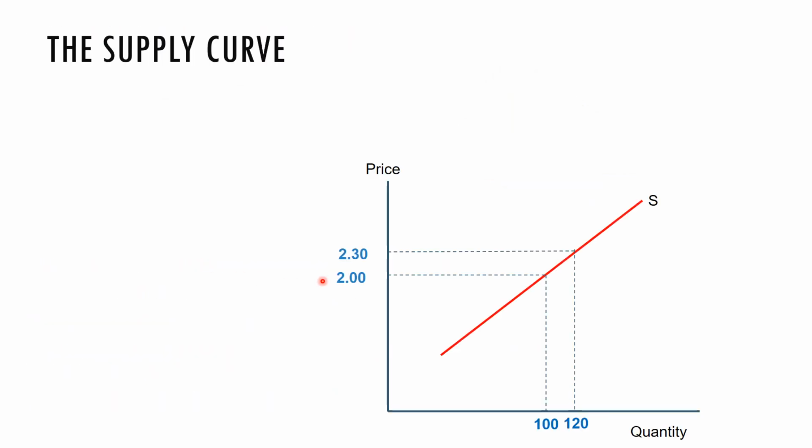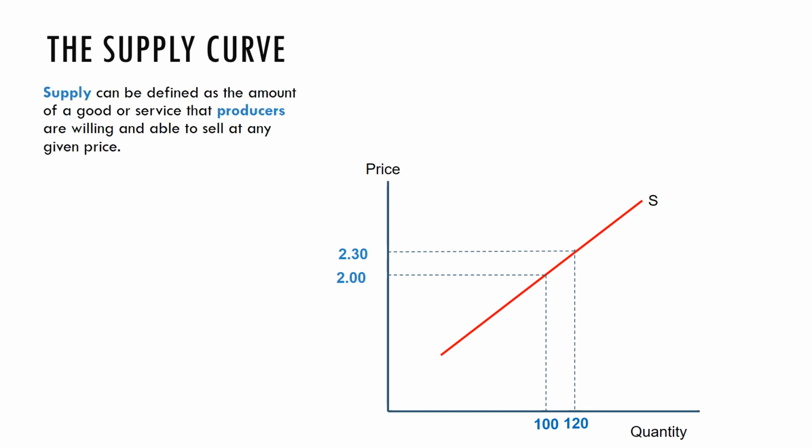Well, what you might do when the price rises from 2 to 2.30 is try and sell more wraps. Perhaps instead of selling 100, you might be able to sell 120. And so what this tells us is the relationship between the market price and how many you'd be willing to sell. And we call this supply. Supply can be defined as the amount of goods or service that producers are willing and able to sell at any given price. And this is an important definition. Let's make sure that we have it down in our lovely notes.